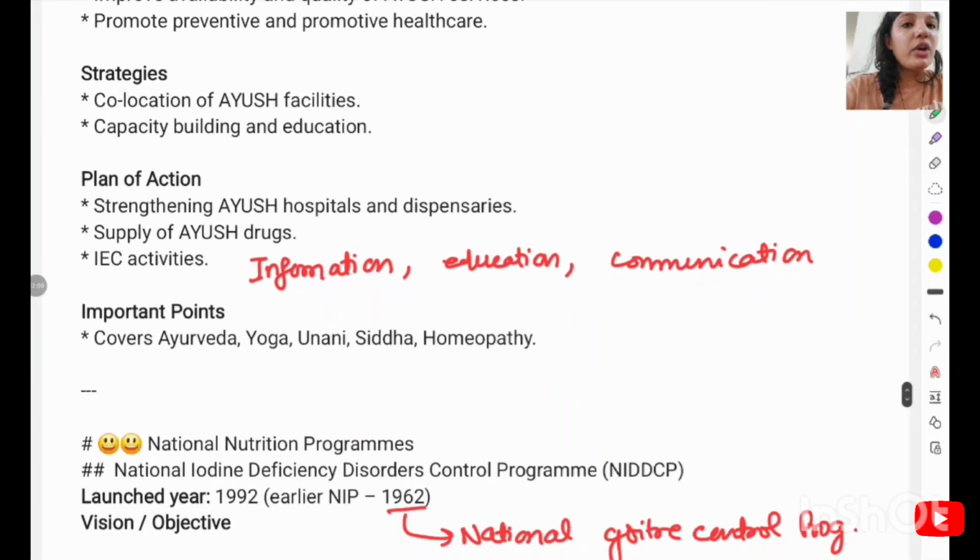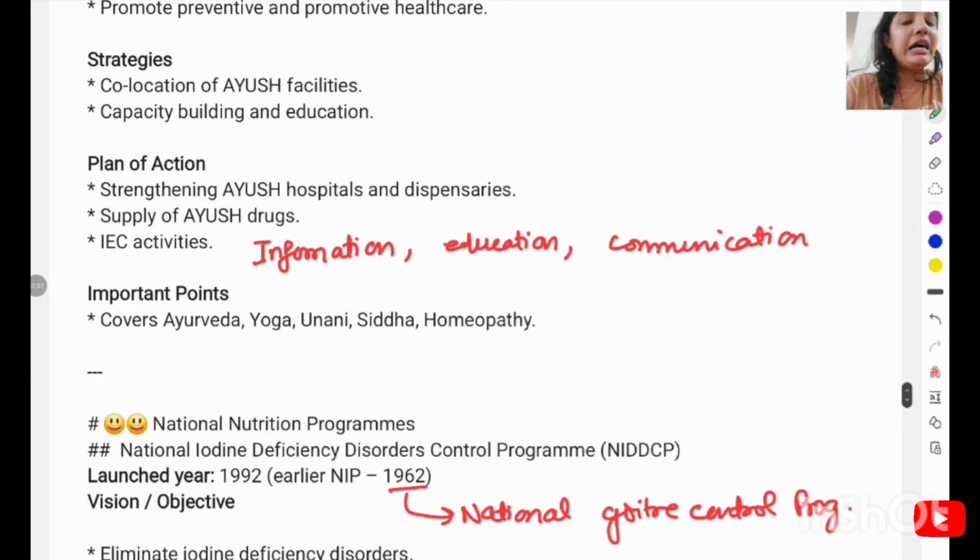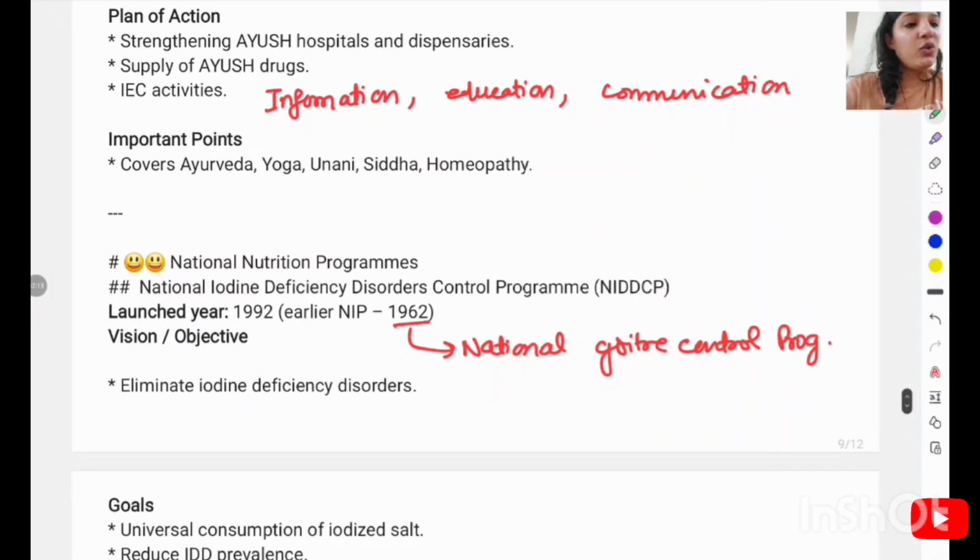The strategy is co-location of AYUSH facilities, capacity building and education. The plan of action is strengthening AYUSH hospitals and dispensaries, and supplying AYUSH drugs and IEC services, that is information, education and communication. An important point is that it covers Ayurveda, yoga, Unani, Siddha and homeopathy.